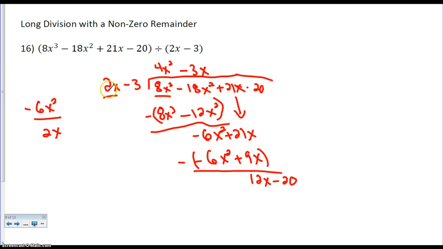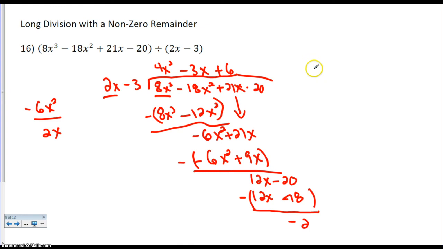And then I'm taking 2 times what gets me 12, which is 6. So 6 times 2 is 12x minus 18. Remember, we're taking the 6 times both of those terms. And when I do that, those two cancel. Negative 20 minus negative 18 is negative 2. So it looks like I have a remainder of negative 2.